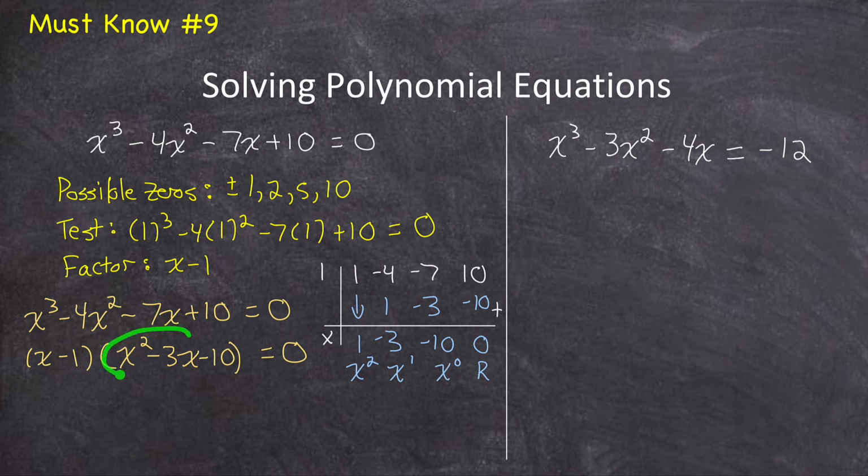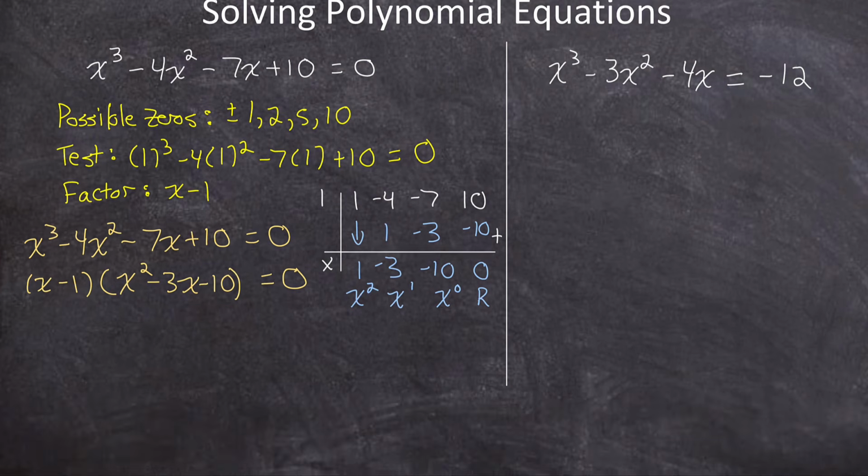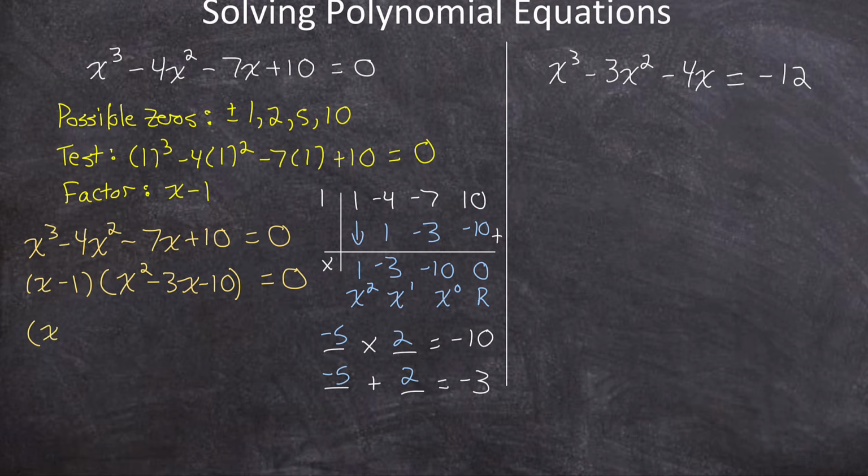And to figure out when this factor would be 0, I could either use the quadratic formula or I could continue factoring it. So I think I'll continue factoring it. I just have to find numbers that multiply to -10 and add to -3. The numbers that satisfy that product and sum are -5 and 2. So that means I could further factor that quadratic into x minus 5 times x plus 2.